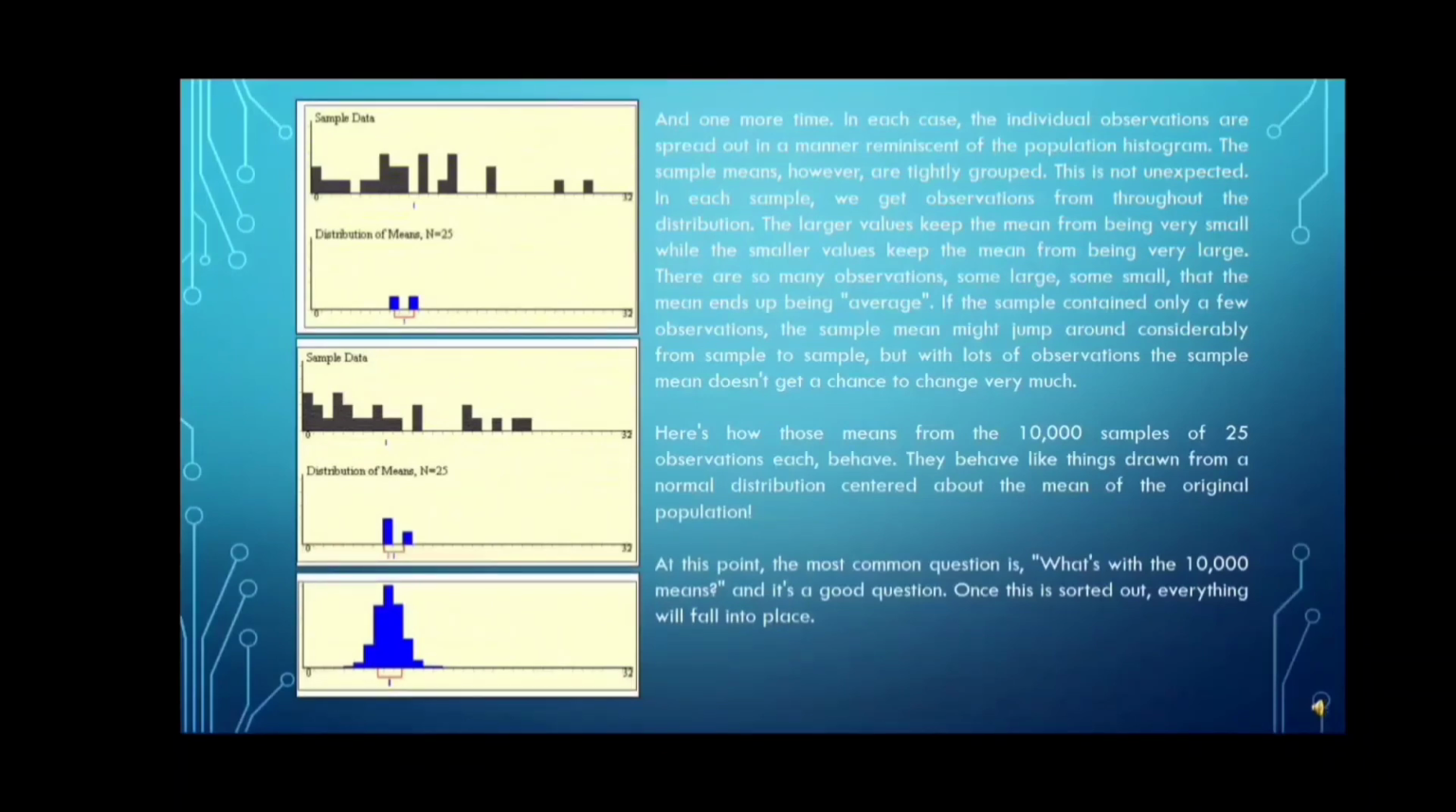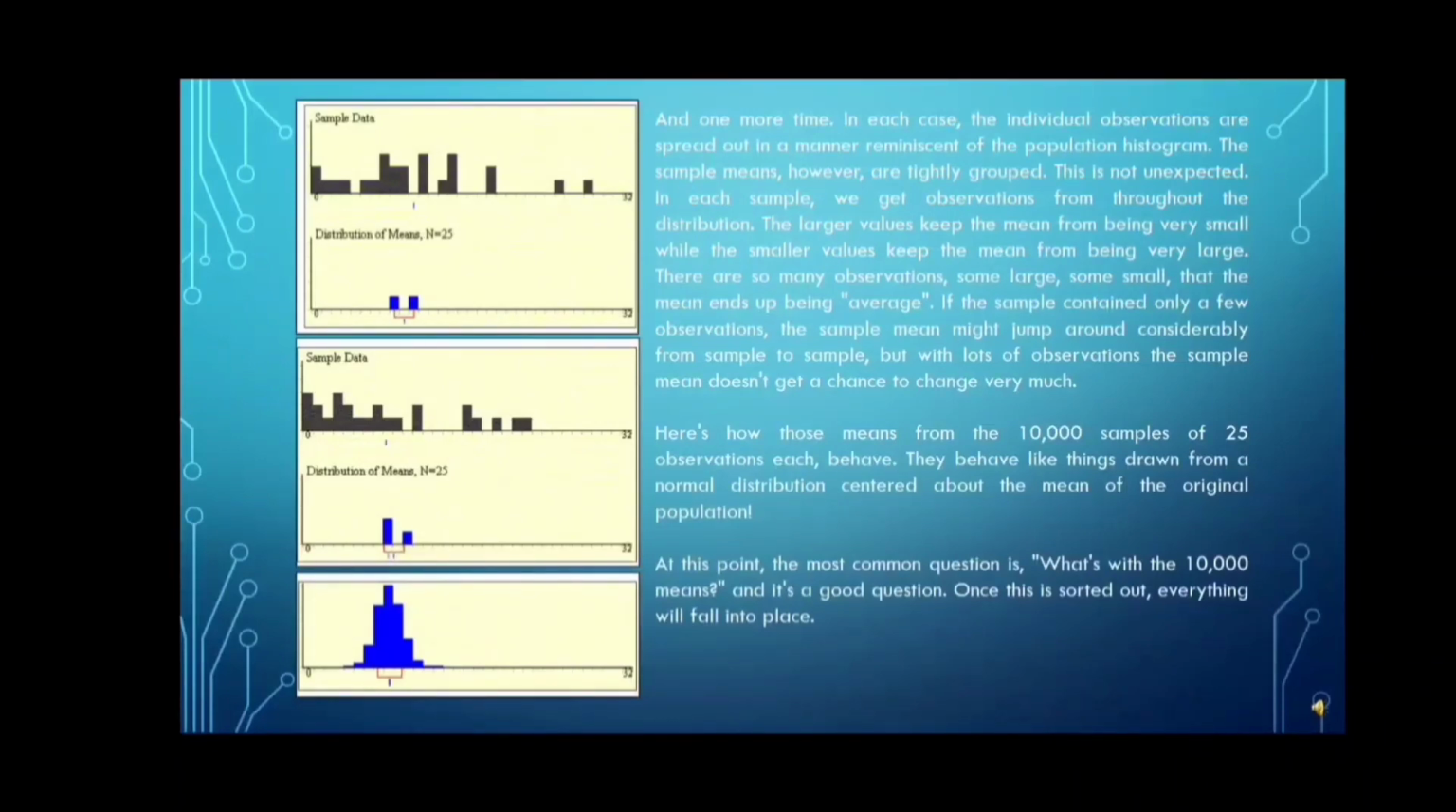And one more time, in each case, the individual observations are spread out in a manner reminiscent of the population distribution. Sample means, however, are tightly grouped. This is not unexpected. In each sample, we get observations from throughout the distribution. The larger values keep the mean from being very small, while the smaller values keep the mean from being very large. There are so many observations, from large to small, that the mean ends up being average.